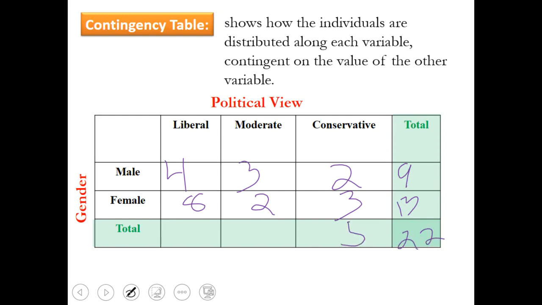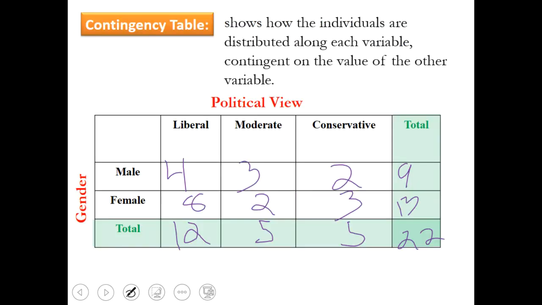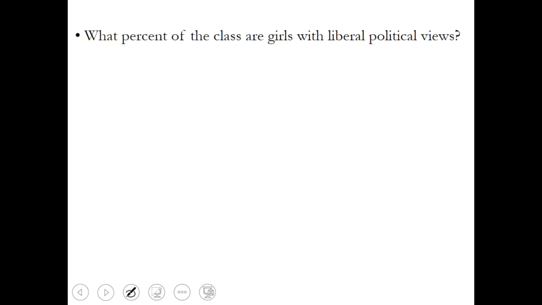I can fill in my totals, which are always a good idea to have on your tables. Add the totals on there if they're not already there. And let's look at how that could work out. What percent of the class are girls with liberal political views? So go back and look. What percent of the class? Of the class tells me my denominator. So of the class is the total, that's 22. Females with liberal views, that's 8. We'd have 8 out of 22, and convert that to a percentage.